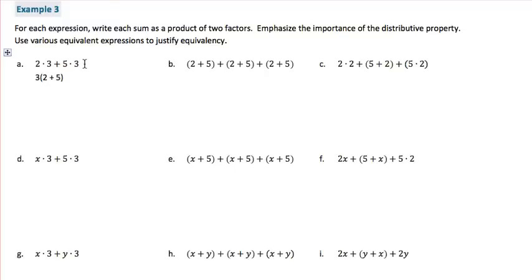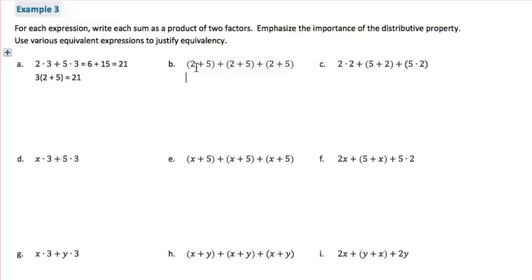Now, to justify equivalency, what we want to do is actually solve. So 2 times 3 is 6, plus 5 times 3 is 15, and that's equal to 21. Looking at the expression that we wrote, 2 plus 5 is 7, and 3 times 7 is 21. So they are equivalent. Next one.